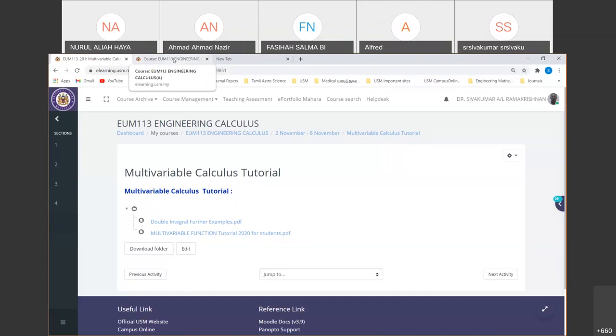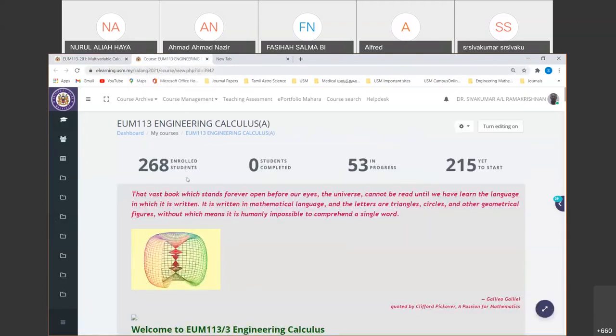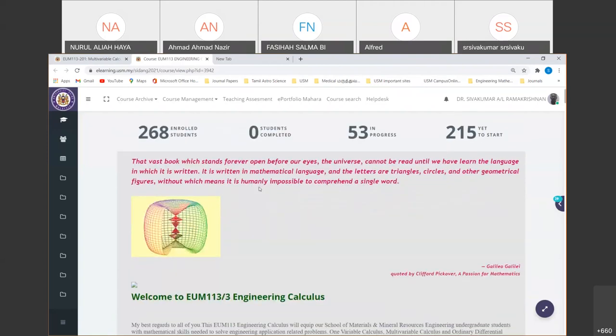This is my site. You can access Dr. Siva's site. I conduct this only for my PBKBSM students for Bahan and material, but other students can join in, no problem. You can follow my sessions. Tomorrow we are having a quiz, and you can join the quiz also. I don't stop anyone from taking quizzes. Later I will know how to filter those who are not from PBKBSM.